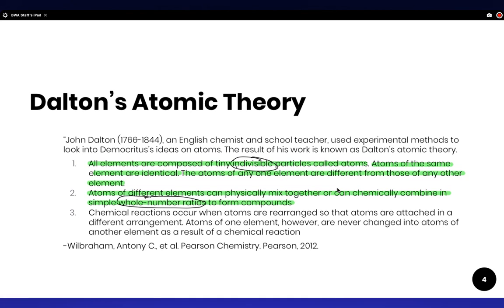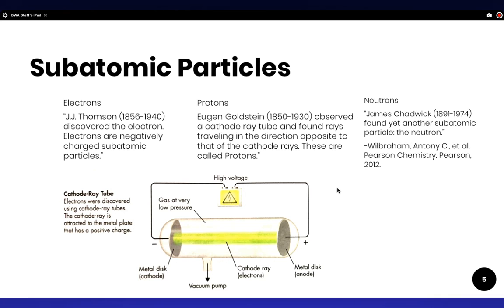And finally, chemical reactions occur when atoms are rearranged so that atoms are attached in a different arrangement. Atoms of one element, however, are never changed into atoms of another element as a result of a chemical reaction, which is true, as far as we know. The only part of Dalton's theory that was not true was that atoms are in fact divisible. You can divide them into electrons, protons, and neutrons.